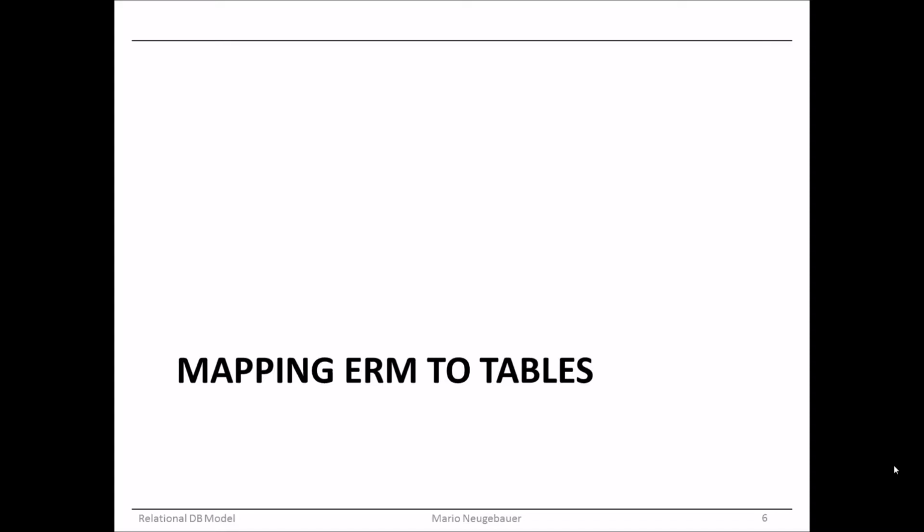Now let's talk about specifically mapping an ERM with all its components, with entity types, with relationship types, with attributes, and with the cardinalities. Let's look at the mapping from the ERM to the tables. There are different rules, and we have a specific look at how to map the different components from the ERM into our relational database model with the tables, with the tuples, and so on.